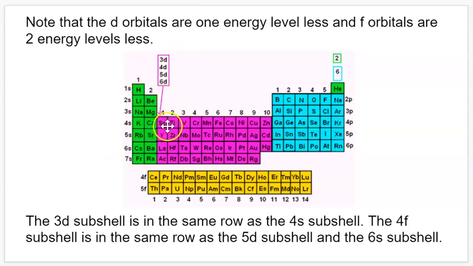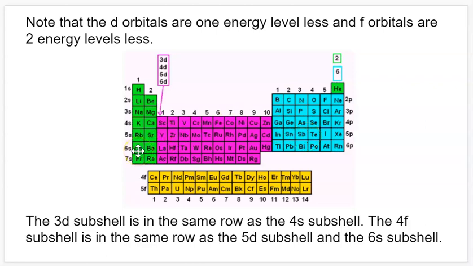So if we're talking about the element scandium, the electron configuration is going to end in 4s2 and then 3d1. All of our D subshells in that row are going to be 1 energy level less than the S's that came before it. But if you read the periodic table left to right, it's always going to correspond to the electron configuration. We're always going to start 1s, and then 2s, and then 2p, and then 3s, and then 3p, and then 4s, and then 3d, and then 4p, 5s, 4d, 5p, and then 6s.